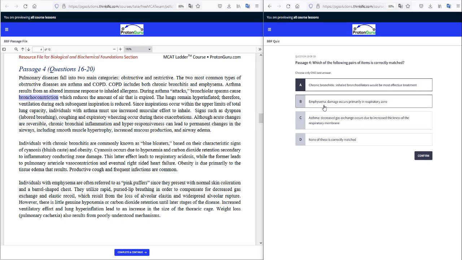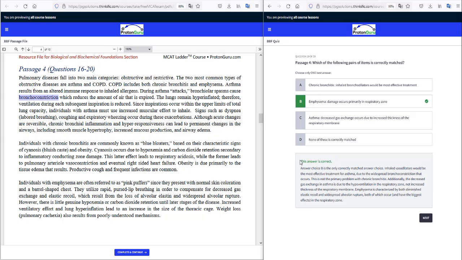Let's look at choice B. Emphysema. Damage occurs primarily in the respiratory zone. Well, emphysema is characterized by both diminished elastic recoil, we've already mentioned, and widespread alveolar rupture, both of which occur and have the biggest effects in the respiratory zone. That seems reasonable. And here's something else about asthma. Decreased gas exchange occurs due to increased thickness of the respiratory membrane, where we just talked about the fact that it's actually due to bronchoconstriction. So choice B appears to be correctly matched, and again relies both on information in the passage about what is going on with emphysema and how the lungs work.